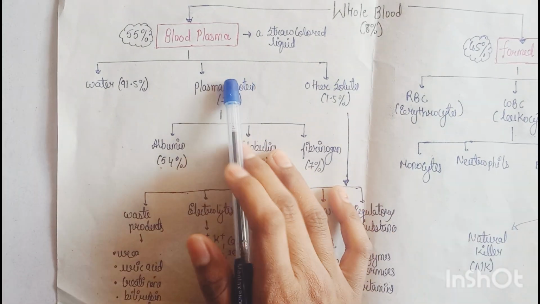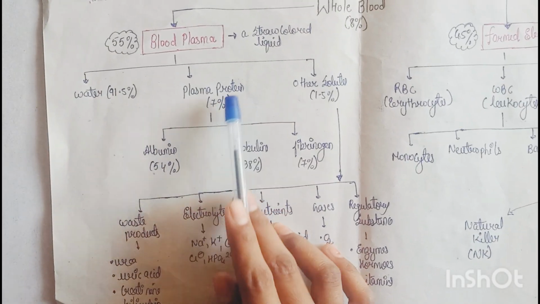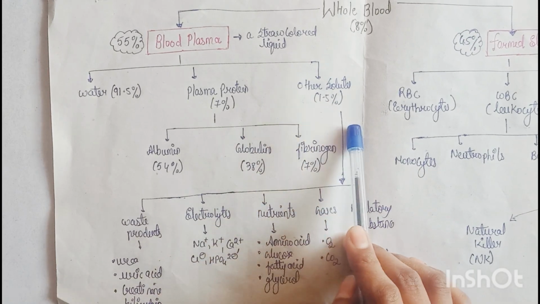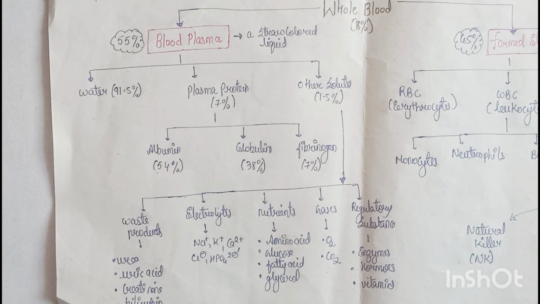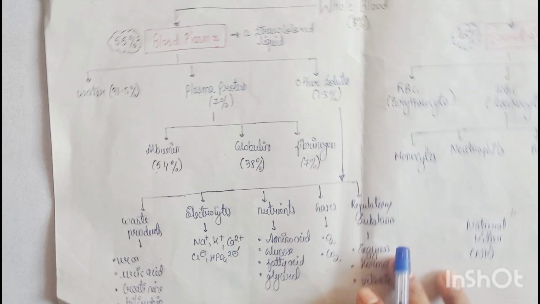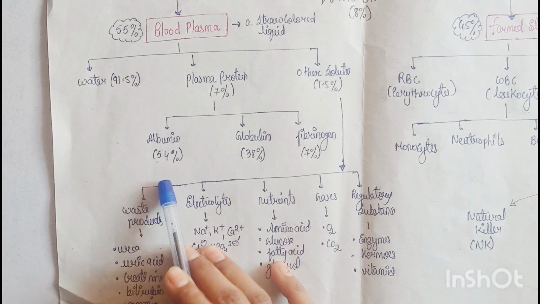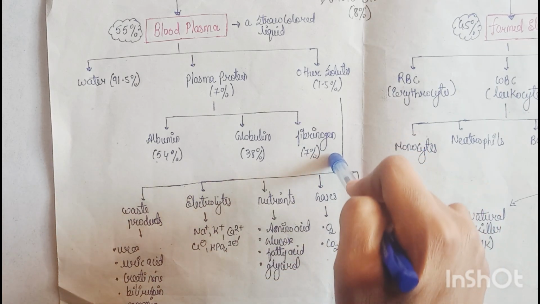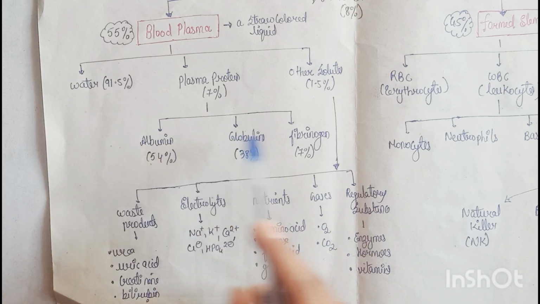In blood plasma, water is present at 91.5%, plasma proteins 7%, and other solutes 1.5%. Those proteins which are present only in blood are called plasma proteins: albumin, globulin and fibrinogen. Albumin is 54%, globulin 38%, and fibrinogen 7%. These plasma proteins are synthesized by the hepatocytes, meaning the liver. The liver synthesizes these plasma proteins.